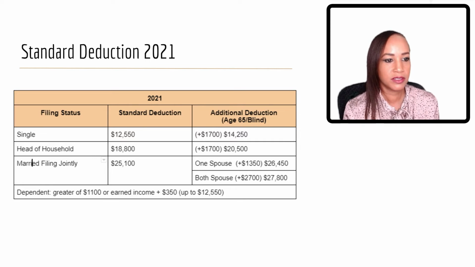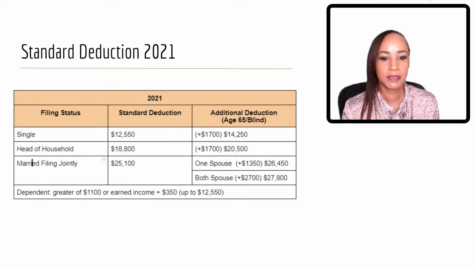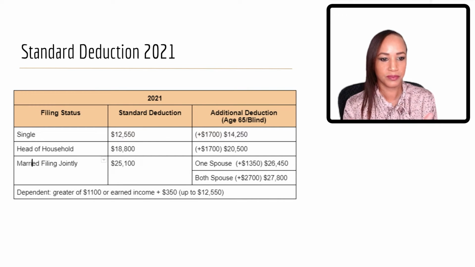So on the standard deduction, if you are single, unmarried, and you do not have any dependents, no qualifying relatives or qualifying children, your standard deduction for 2021 is going to be $12,550. Now, again, if you're age 65 and over, or legally blind, you get to add an additional $1,700 to that. So your standard deduction is going to be $4,250.